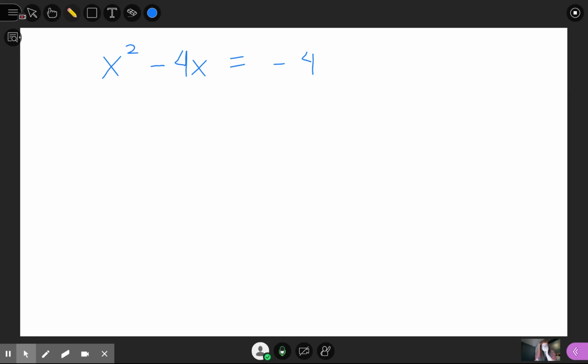So here we're told to solve. We need to go so far as to get an answer for x. We can't just factor, but we're going to solve it by factoring. But before you want to factor, you want to get everything on one side, 0 on the other. So start by moving your constant to the other side. So we're going to add 4 to both sides.